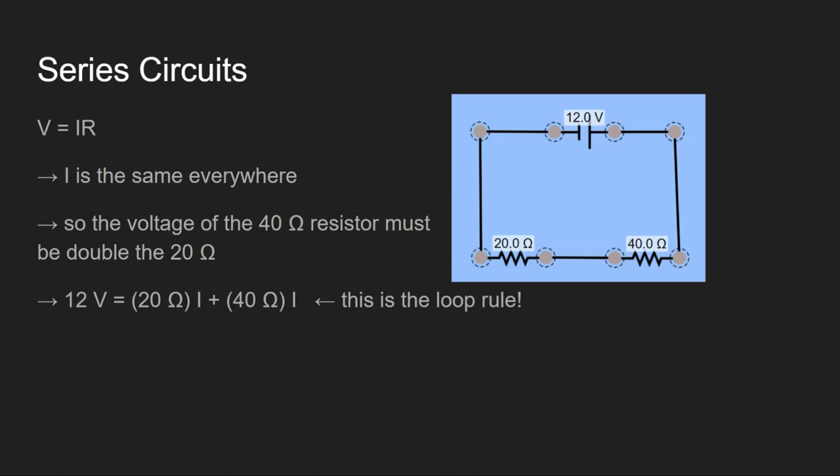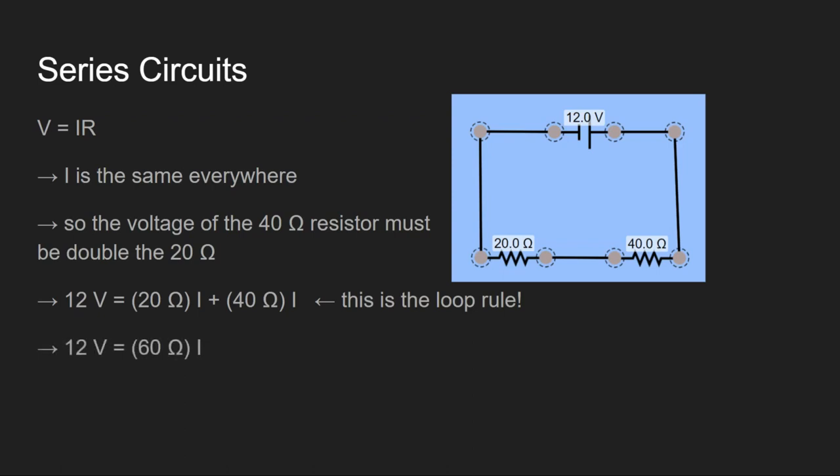V equals IR. So what I do is I look at the 20 ohm resistor. It has some current. I don't know what it is, so I'll call it I. So 20 times I is the voltage of that one resistor, and it's hooked up to another one in the same loop. And so the voltage of that resistor is 40 times I. It's based on the loop rule. Voltage of the battery equals the voltage of resistor 1 plus the voltage of resistor 2.